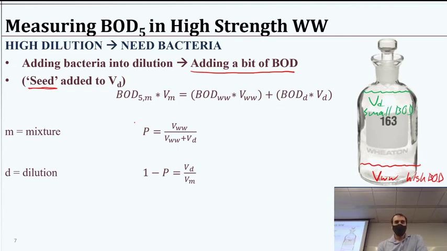We want to keep in mind that our dilution factor does not change. We're keeping that the same. M here, by the way, is for mixture, and the D over here is the dilution, in case that wasn't already clear.